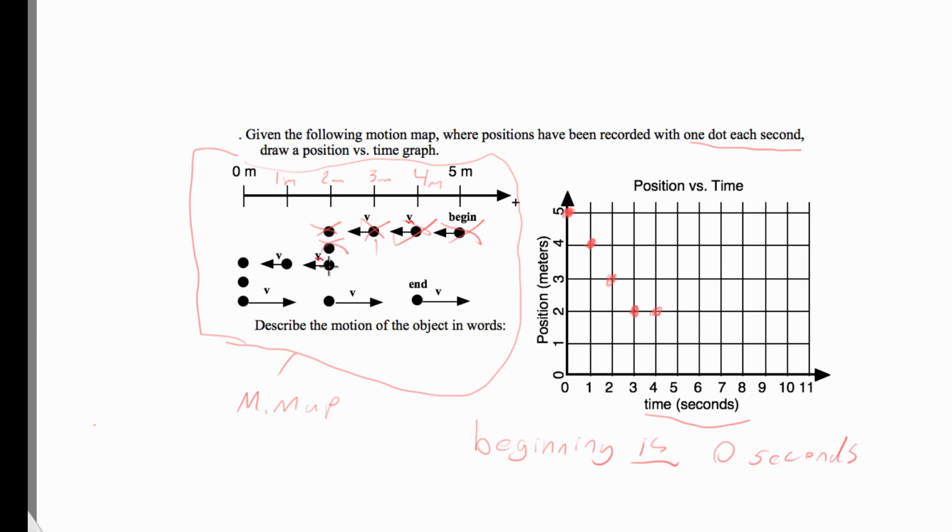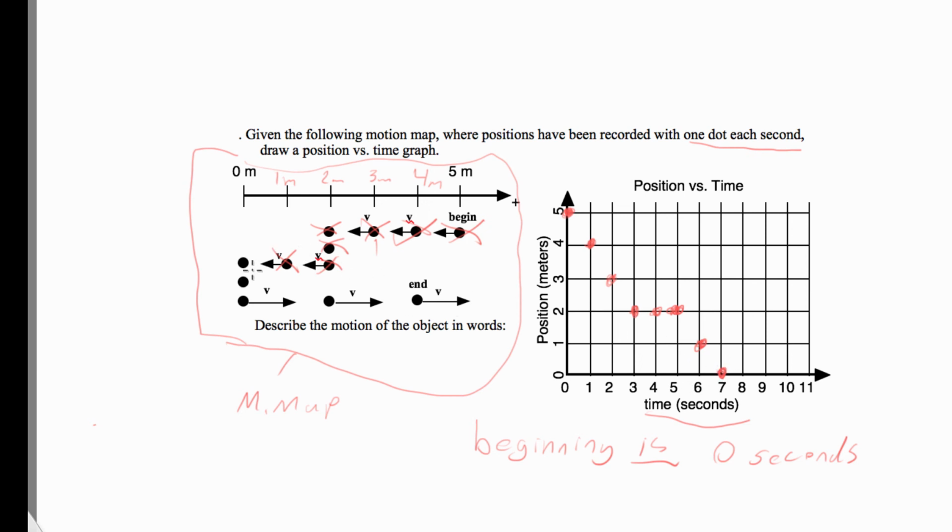At second 5, it's still at 2 meters. But it's moving. But it starts at things, so I'm only putting a dot where it starts. So second 1, 0, 1, 2, 3, 4, 5. At second 6, it's at 1 meter. At second 7, it's at 0 meters.